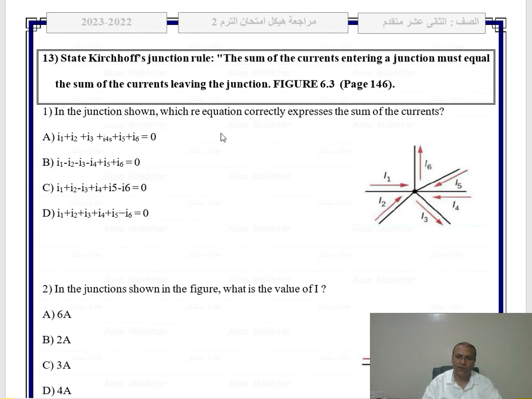In the junction shown, which equation correctly expresses the sum of the currents? We have I1 entering this junction, so I1 is positive. I write positive I1. What about I2? Entering also, positive. I3 leaves, so it's a negative I3. I4 in, positive I4. I5 in also, plus I5. I6 out of the junction, negative I6, equal to 0.